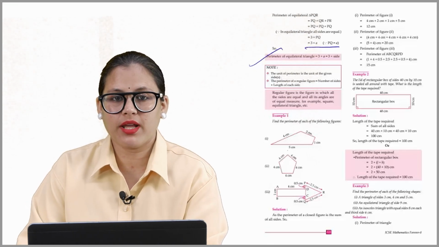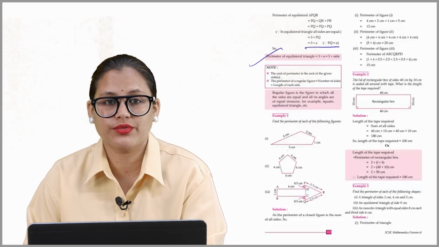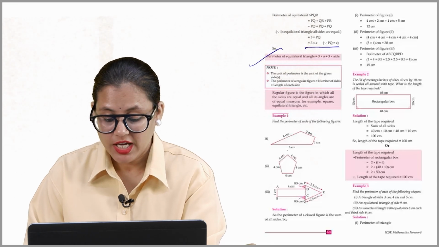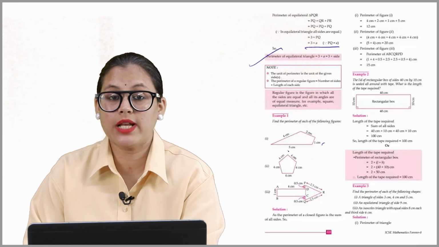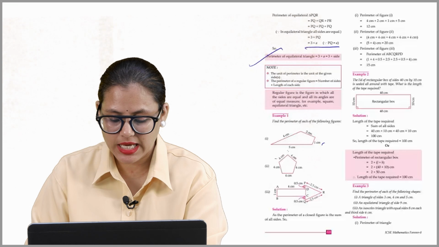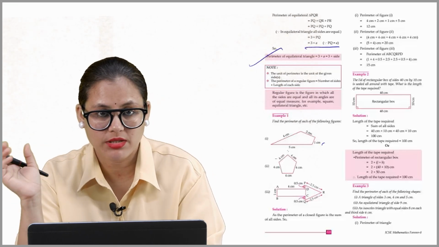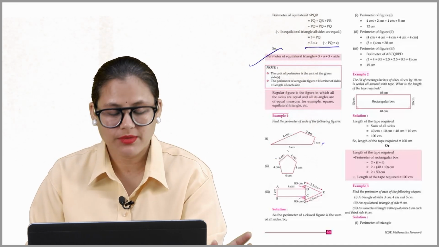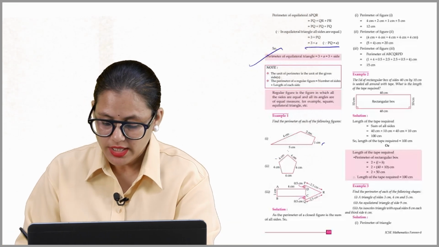Example 1, we have to find the perimeter of each of the following figures. So in this figure, what will you do? We will add all the lengths. 4 plus 2, 6 plus 1, 7 plus 5, 12 centimeter is the perimeter. And the perimeter of this figure is 4 plus 4, 8 plus 4, 12 plus 4, 16 plus 4, 20 centimeter is the perimeter. Similarly, in this figure, you will add all the lengths, or all the sides of this figure. In this way, you will get the perimeter of this figure.